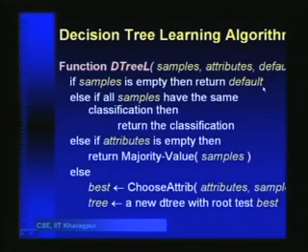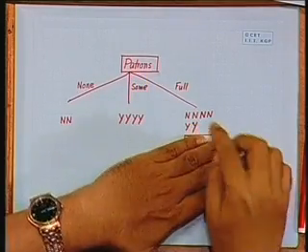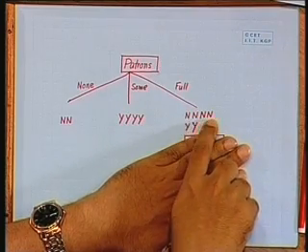For example, here, when we had this decision, suppose we did not have any other attributes to classify this, then here the majority was no.